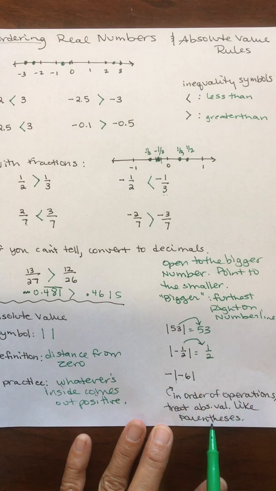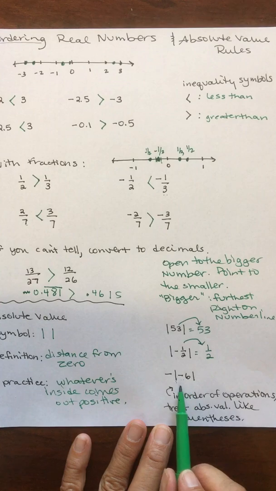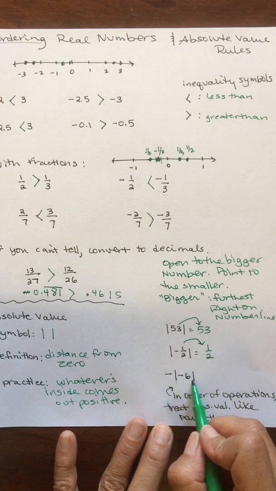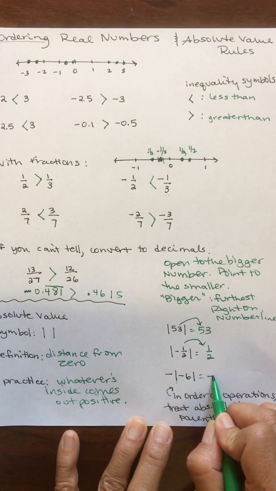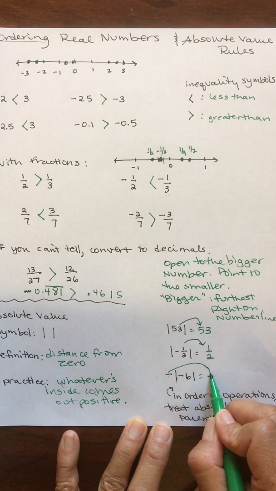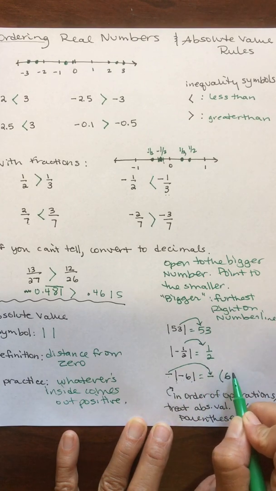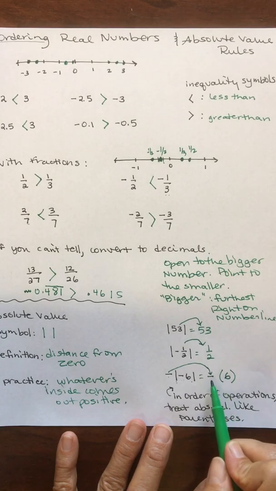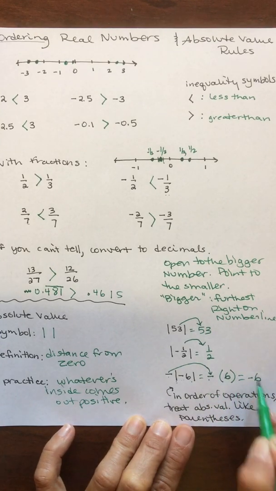So for order of operations, remember PEMDAS, we're going to do what's inside first. So absolute values are just like parentheses when we're doing PEMDAS. So I would do the absolute value of -6 first. So now I have the opposite, that's this minus sign. Absolute value of -6 is +6. So now I have the opposite of 6, or just -6.